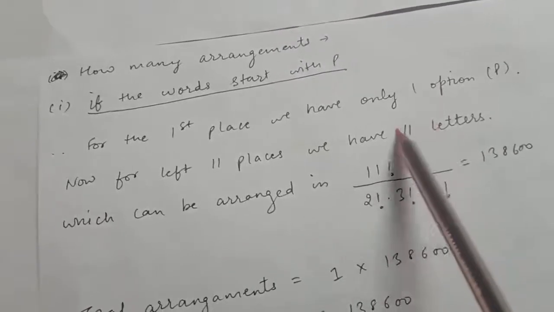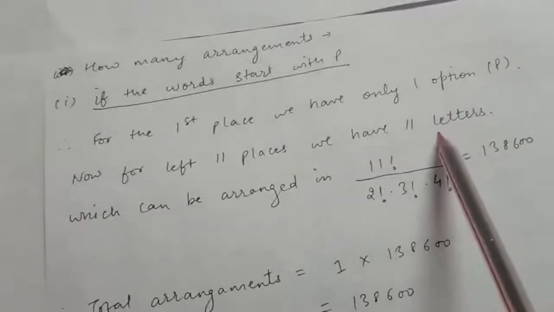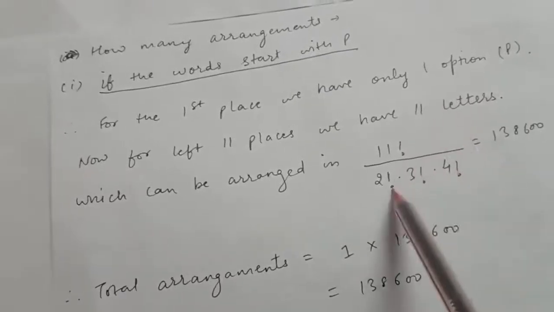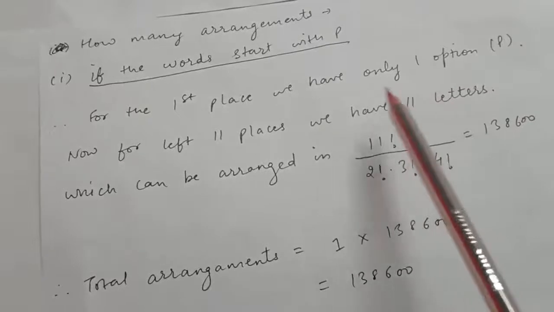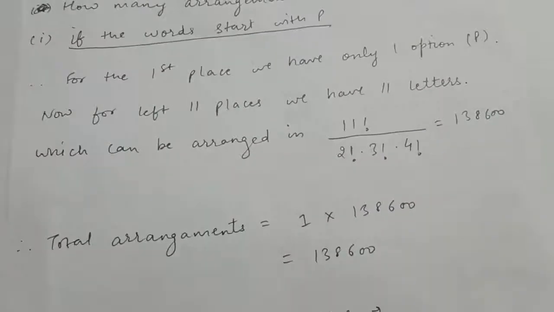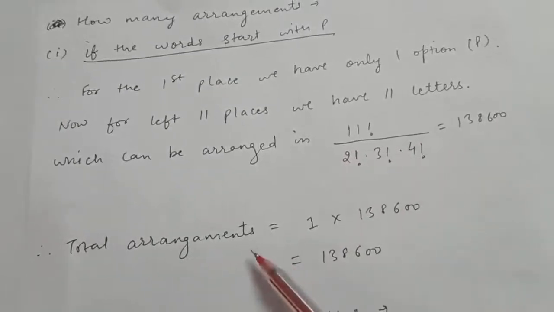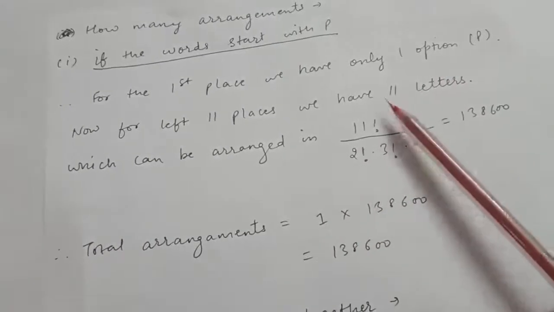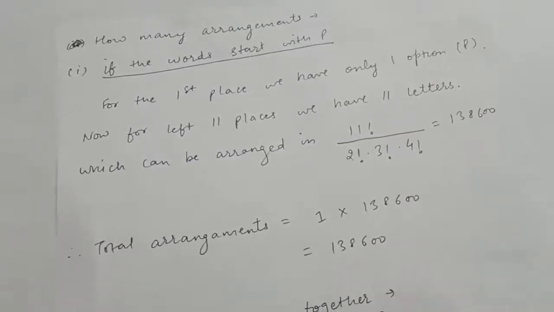Why? Because these 11 letters contain N, which repeats 3 times. These 11 letters contain D also, which repeats 2 times, and E also, which repeats 4 times. Therefore, for the first place we have one option, P. Now the 11 letters which are left for the 11 places can be arranged in these ways, right? So total arrangements will be, for the first place one option, into for the 11 places these options. Therefore the answer will be this only, right?